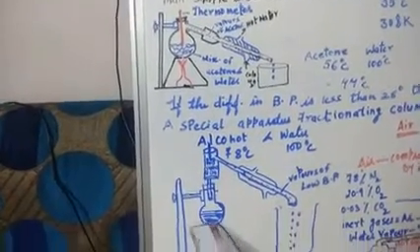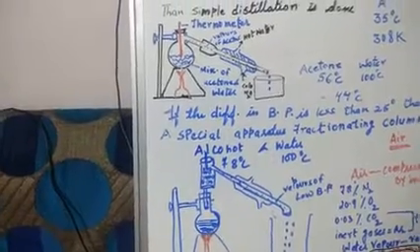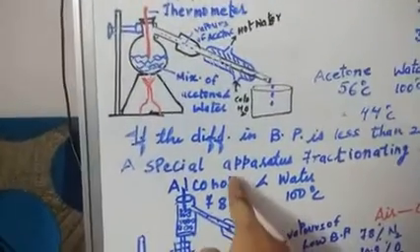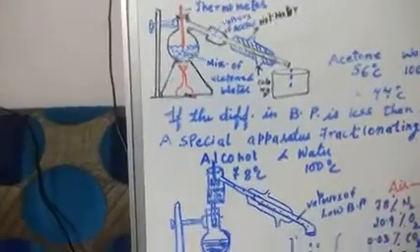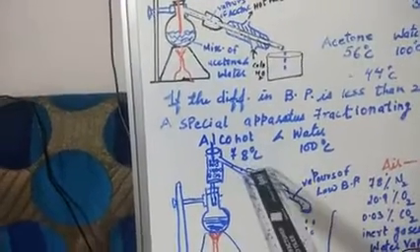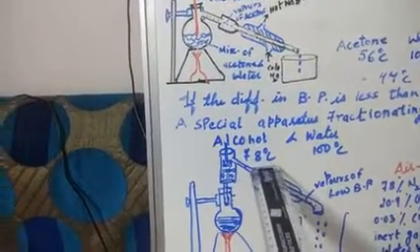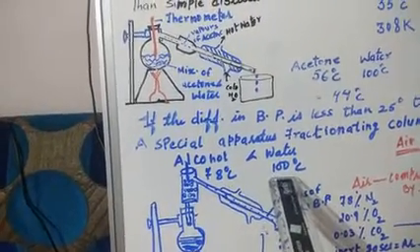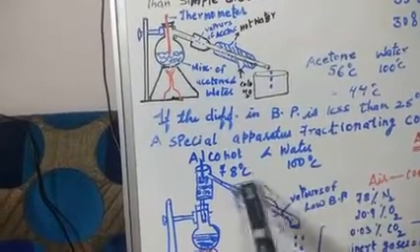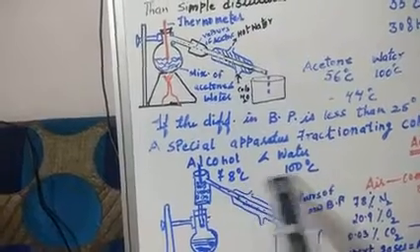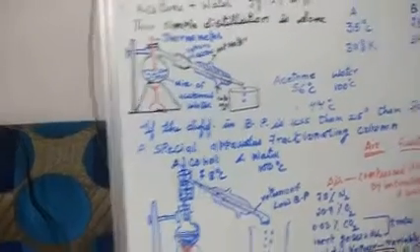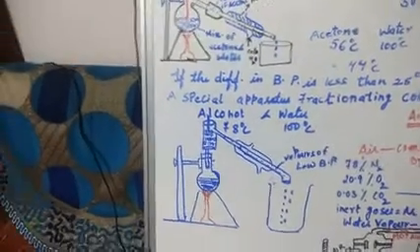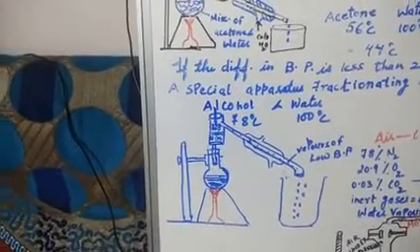As the temperature rises, suppose this time I have taken a mixture of alcohol and water. Alcohol has a boiling point of 78 degrees Celsius while water has 100 degrees Celsius. So if you take out the difference, it is less than 25 degrees. So definitely we cannot perform simple distillation. Here we have to perform fractional distillation.